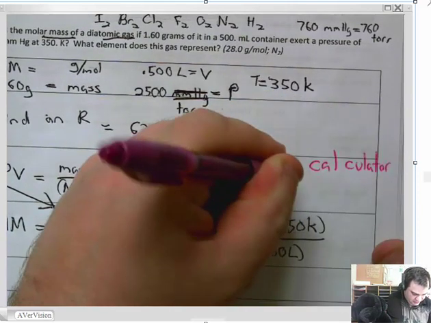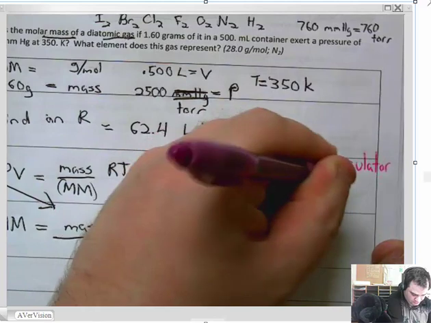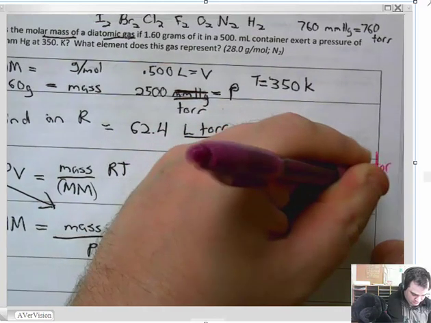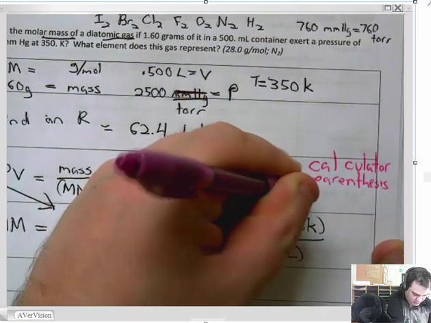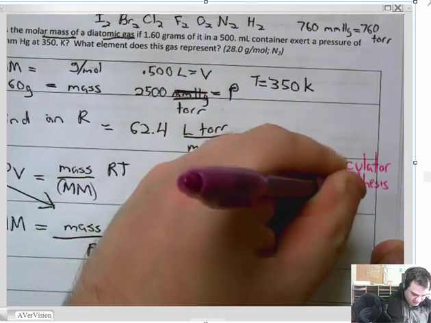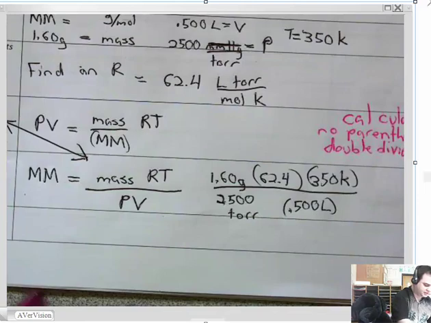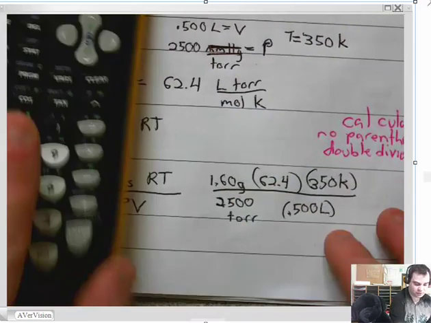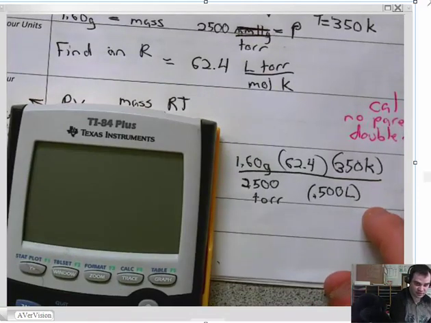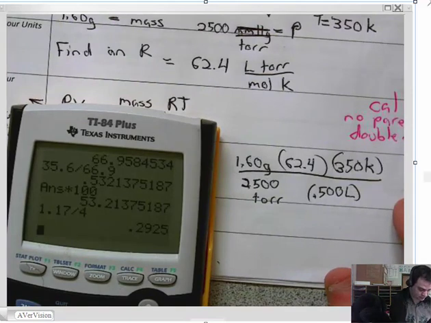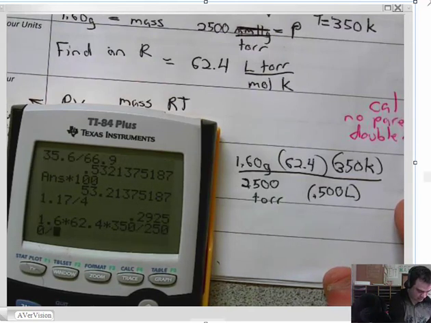So remember, when I do this on the calculator, no parentheses. And it's going to be a double divide, because I have two numbers on the bottom here. So you're going to see me do... No, you're not going to see me do it. Maybe you will. 1.6 times 62.4 times 350 divided by 2,500 divided by 0.5.